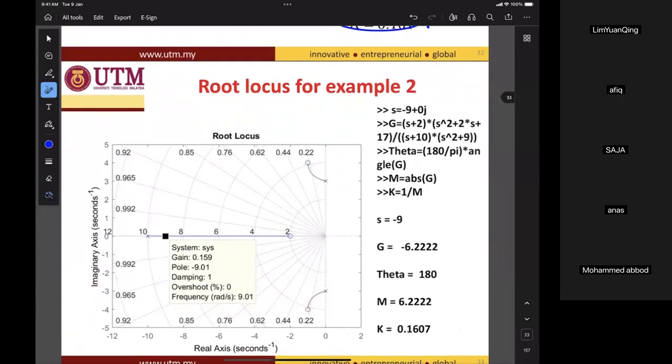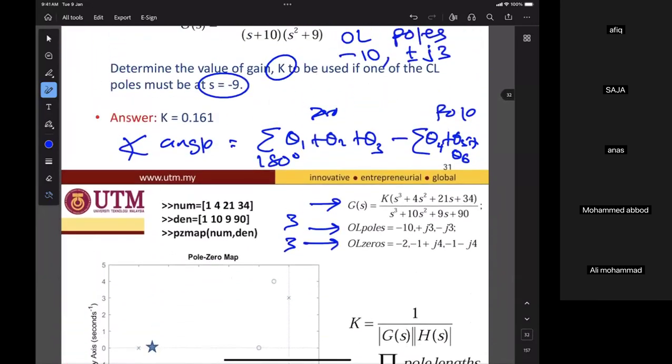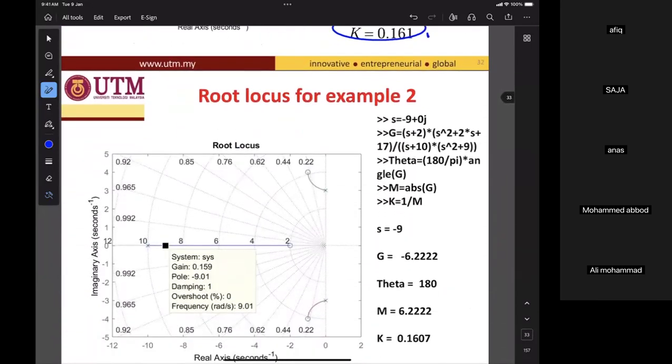Using computer simulations, you get that -9 is on the root locus. Okay, -9 here. You also can check with a computer. No need to do the calculation by hand.